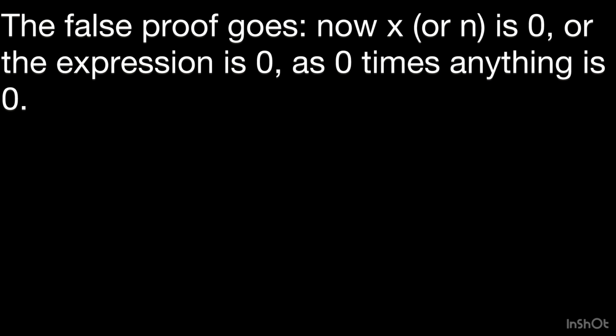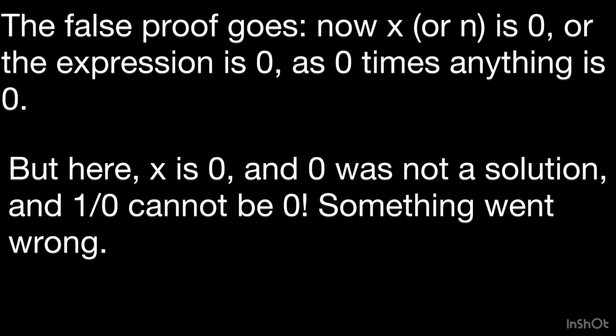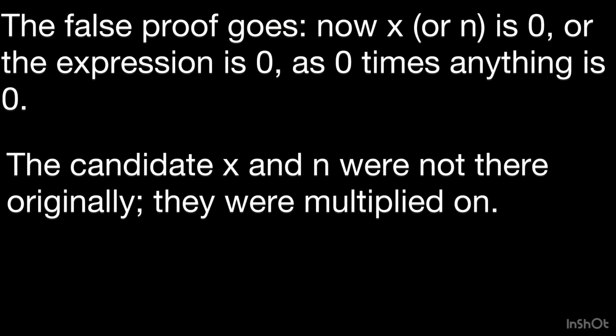The false proof goes, now x or n is 0, or the expression is 0, as 0 times anything is 0. This model is successfully used in quadratic equations, but here x is 0, and 0 is not a solution, and 1 divided by 0 cannot be 0. Something went wrong, and I'll show you what did. The candidates x and n, to be 0, were not there originally. We multiplied them on while we were trying to prove this.